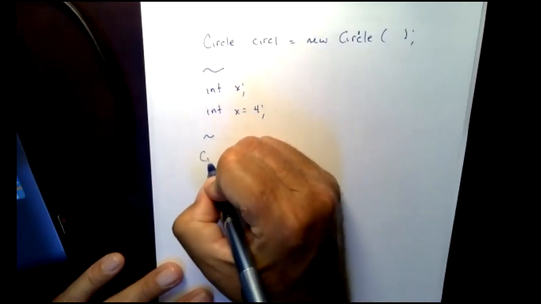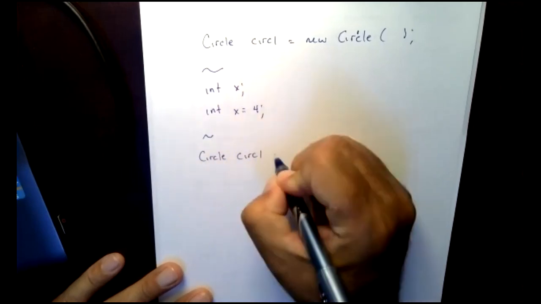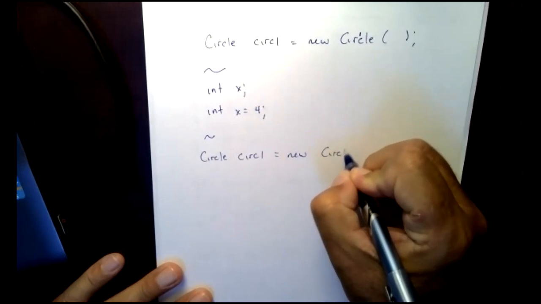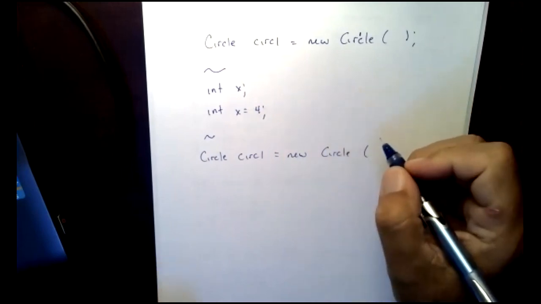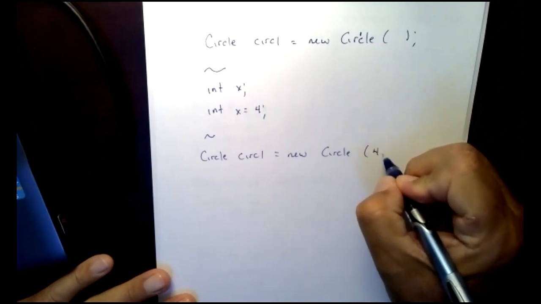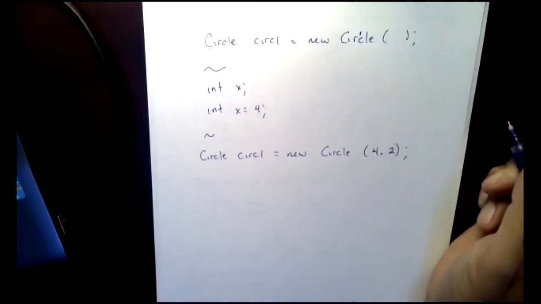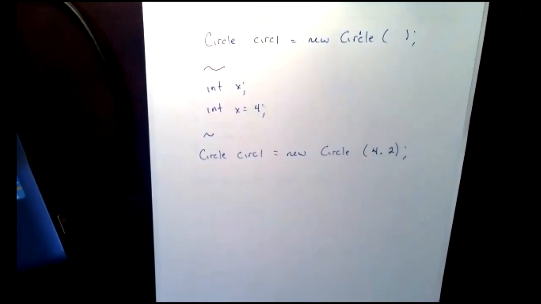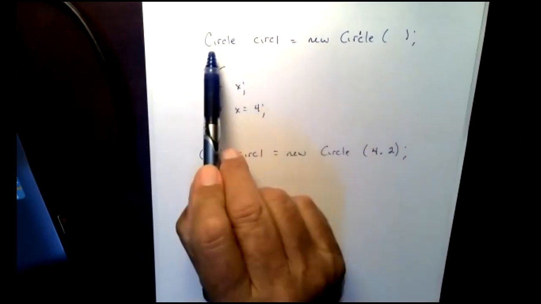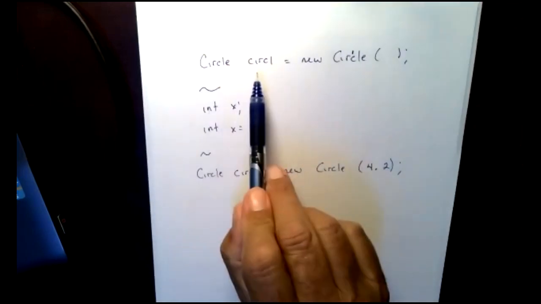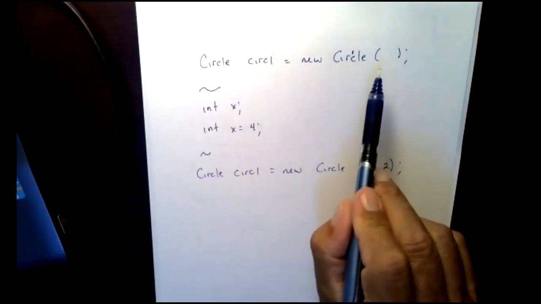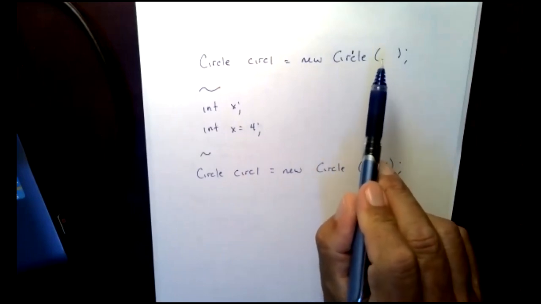So that I can be doing something like Circle circ1 equals new Circle, and I'm going to say, hey, I want my radius. So inside of the parentheses, I'm going to put the argument 4.2. Now it's going to send that 4.2 over, and we're going to set it up so that I can assign the 4.2 to the variable radius right away. And how do I do this? I create a constructor.